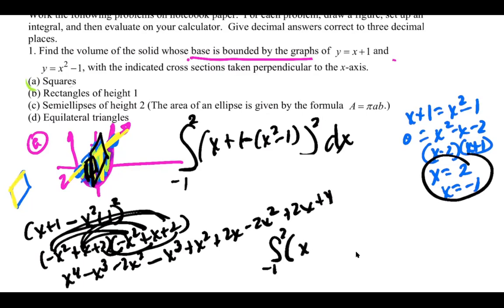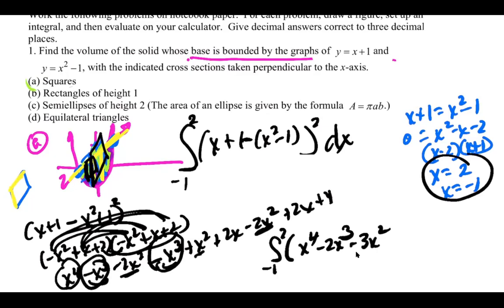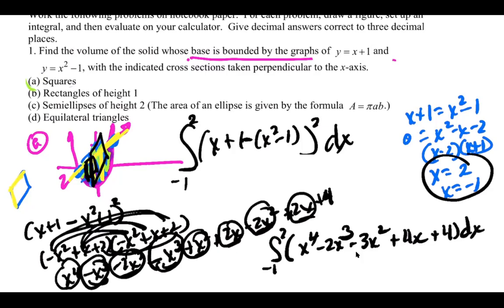So I have x to the fourth. I have minus x cubed, which is minus 2x cubed, minus 2x squared, which is minus 4x squared, so minus 3x squared. We get 4x. And at the end, I think this is a 4. So hopefully this is right.